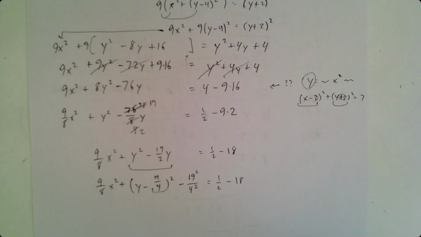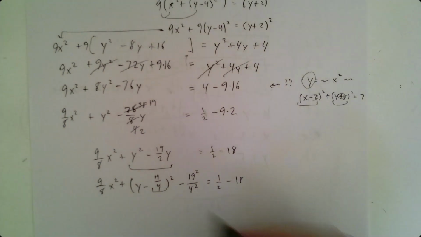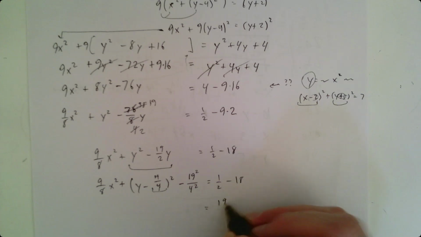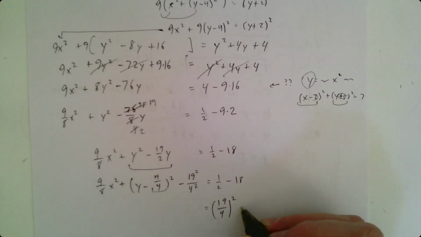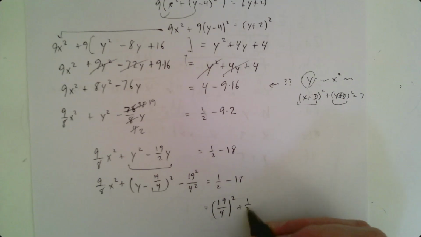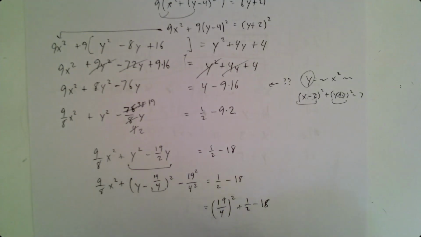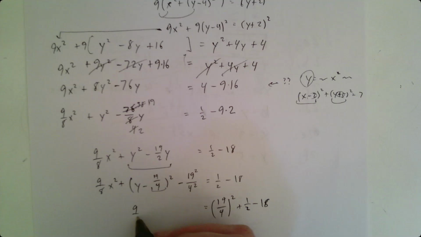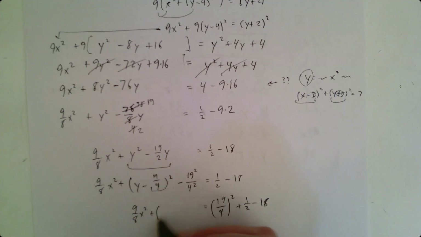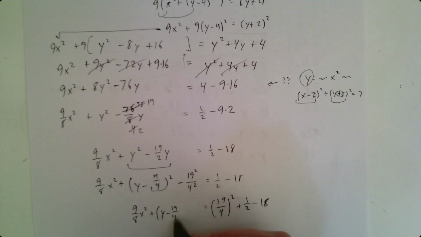All right, and let's go ahead and move the constant. So here I'll have 19 fourths squared. I'm just going to keep all this the way it is. Okay, so then on the left-hand side, I've got 9/8x squared and y minus 19 fourths squared. Okay, what have we learned here?